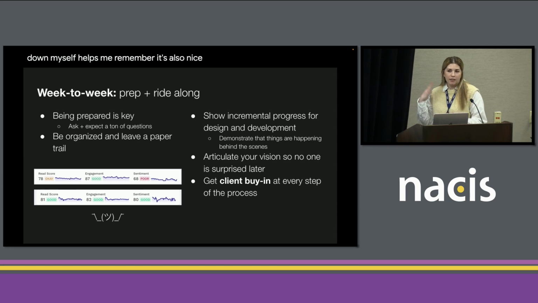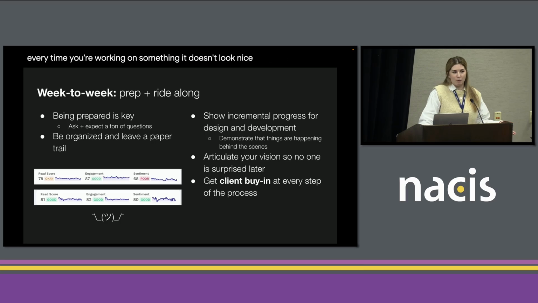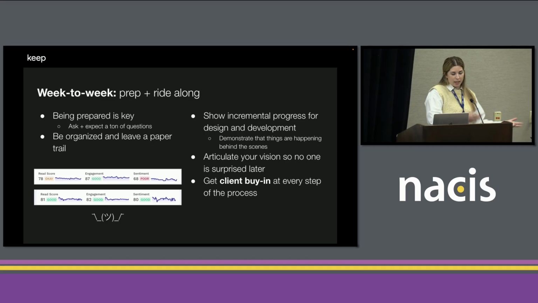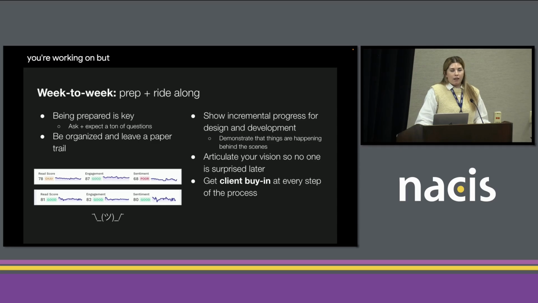It's also nice because this board system we use has a lot of incremental progress. In cartography, every time you're working on something, it doesn't look nice, right? You've got to start with just data and then make a map, and then make the map look nicer, and then keep iterating and working to continue defining the cartography of the project you're working on. But the client doesn't want to not see anything along the way. You need to be able to show them things are happening, even if you don't have a beautiful map to show yet. So showing that behind the scenes work is really helpful.